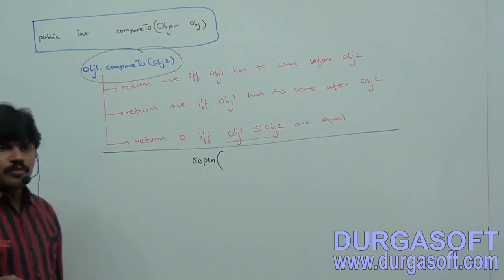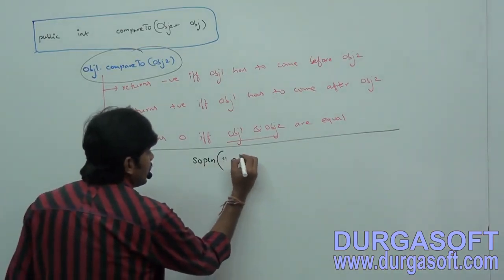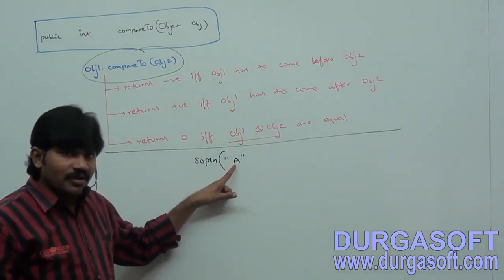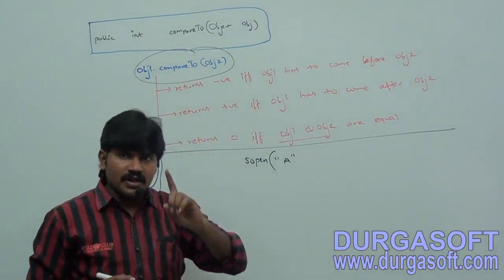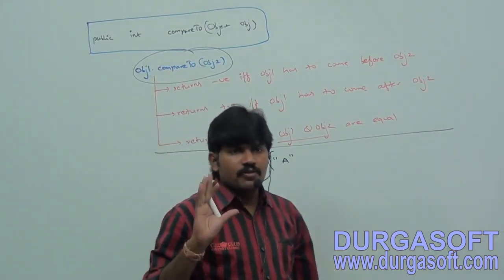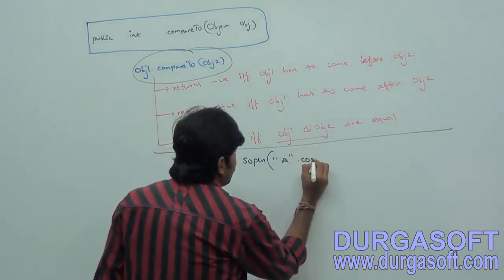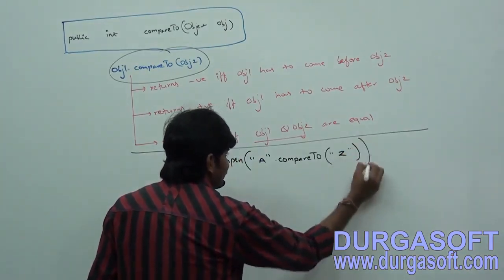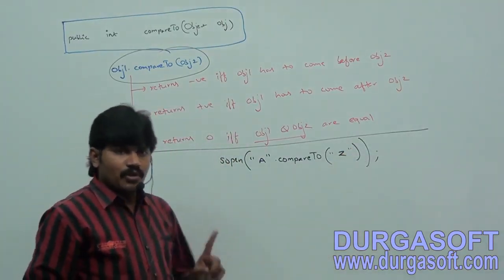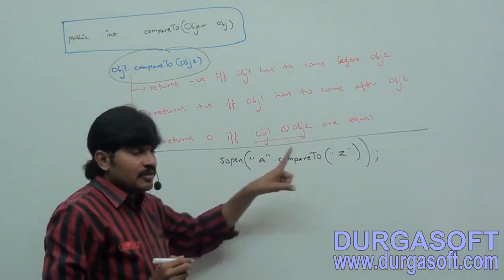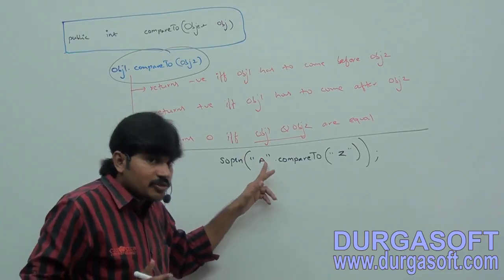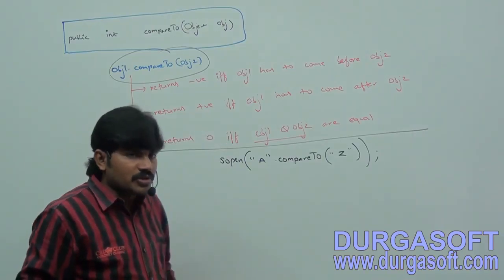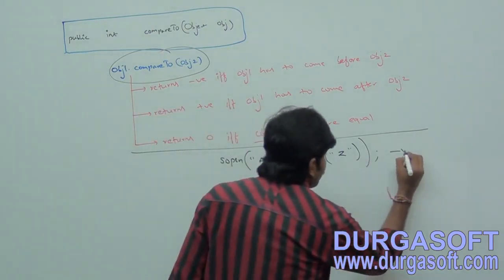System.out.println, SOP of "A". Which type of object is this? String. String already implements Comparable, so compareTo capability is there, but for StringBuffer compareTo is not there. On A I am calling compareTo of Z. Have you observed? I am comparing A and Z. In alphabetical order, should A come before Z or after Z? Before. Before means is it going to return positive or negative? Negative. So the answer we will get is negative.